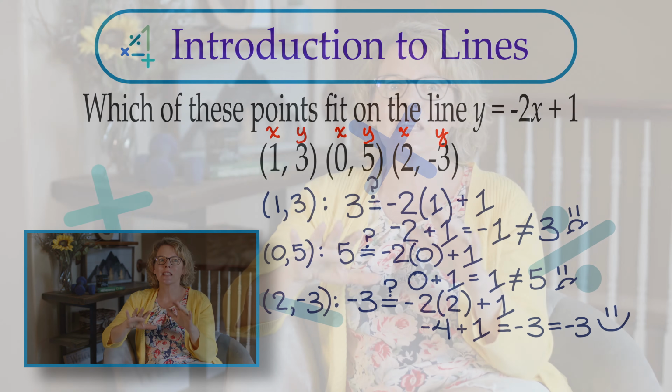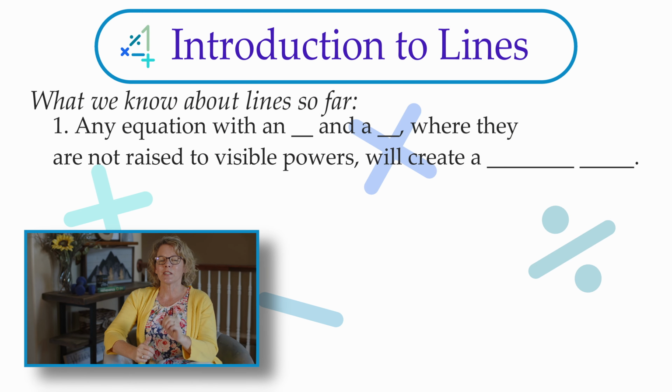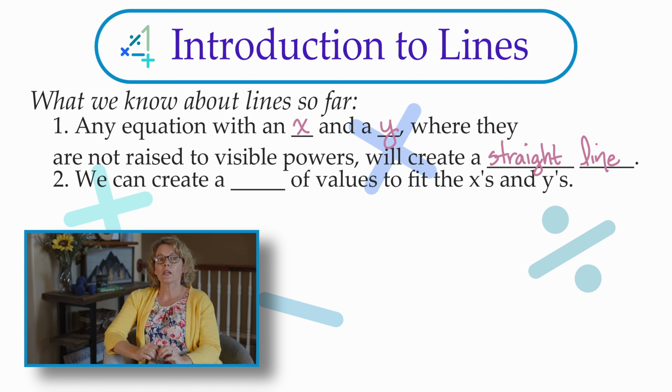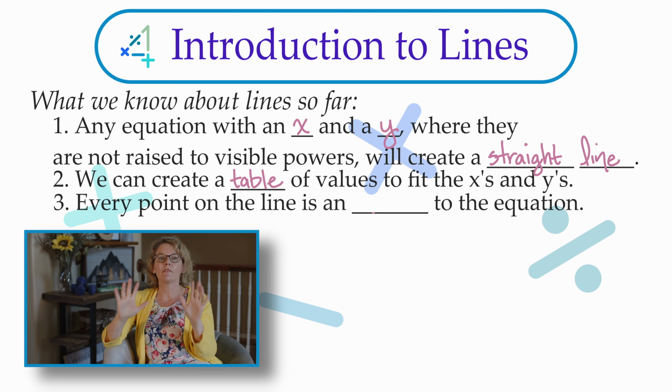This was an amazing introduction to attributes of lines. I'm sure you never thought there was so much to know about them. Let's quickly summarize what we know about lines so far. First, any equation with an x and a y where they are not raised to visible powers will create a straight line. Also, we can create a table of values that fit the x and y in an equation. The third thing we know is every point on that drawn line is an answer to the equation, even fractions and decimals.